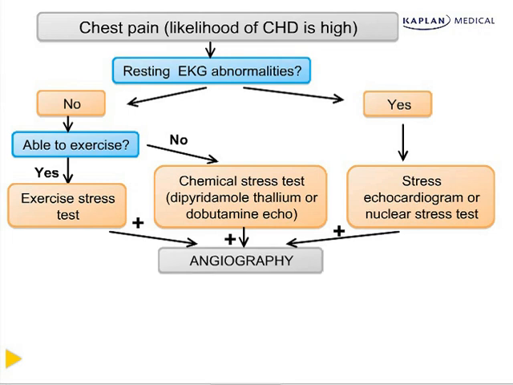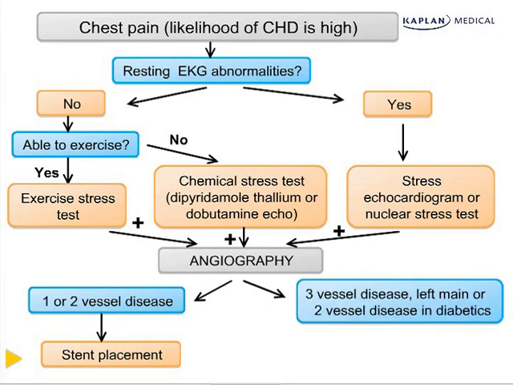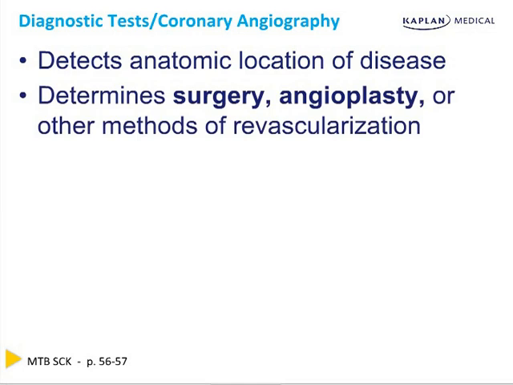Now, if any of these is positive, the next step is angiography, because angiography is the only way we're going to know. Is this one or two vessel disease that should get a stent, or is this three vessel disease, left main, or two vessel that needs bypass? Three vessel disease of 70% stenosis in each one, left main with 70%, or two vessels in diabetics get bypassed. The angiogram allows you to know who should be revascularized by knowing the anatomic location of the disease.